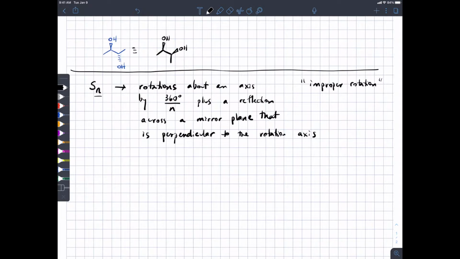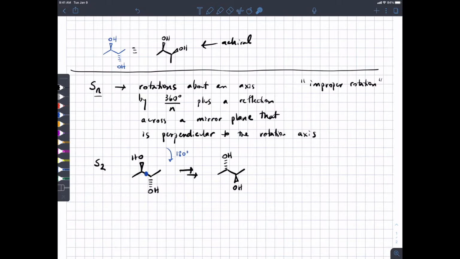So let me give you an example of an S2 symmetry operation. And actually, this is going to be that compound I showed you above, which I've already told you is achiral. So we're going to define a rotational axis here. It's perpendicular to the plane of the page, and if we spin 180 degrees, that's going to give us what we've drawn here. We're just literally spinning the molecule around.